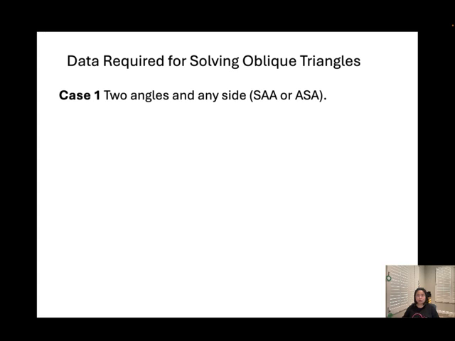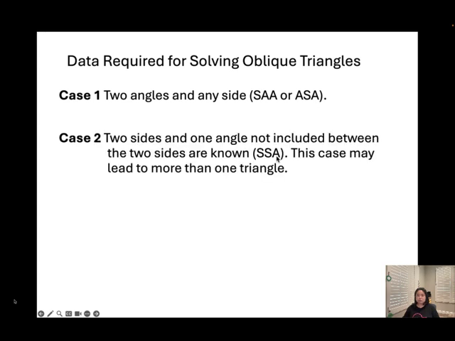Data required for solving oblique triangles. Case 1: two angles at any size, so we call it SAA or ASA, side-angle-angle or angle-side-angle. The order doesn't matter. Two angles and one side. Case 2: SSA, side-side-angle. Under this case, it may lead to more than one triangle.